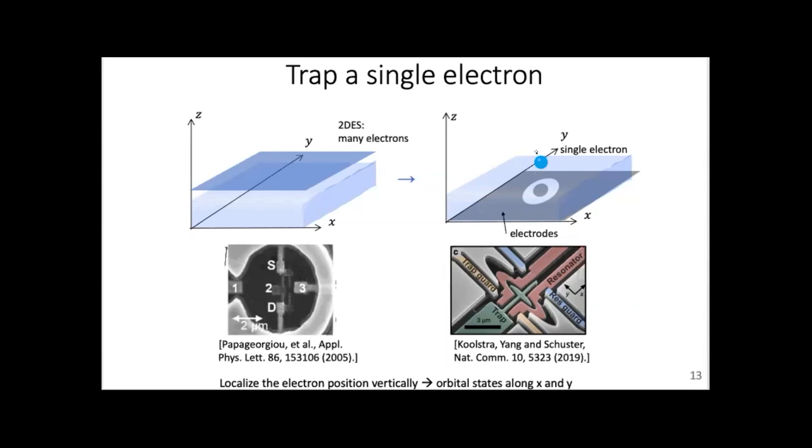So this is how we trap a single electron here. But the real device looks more complicated than this. These two figures are the real devices. In 2005, they succeeded in trapping a single electron on helium for the first time, and recently the Chicago group also succeeded in trapping a single electron.